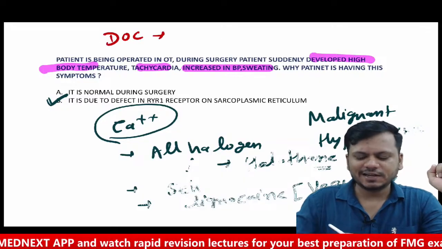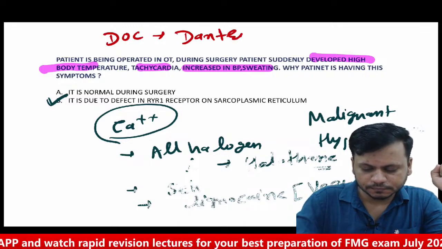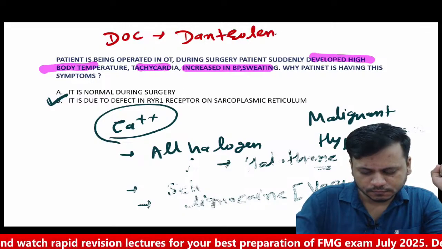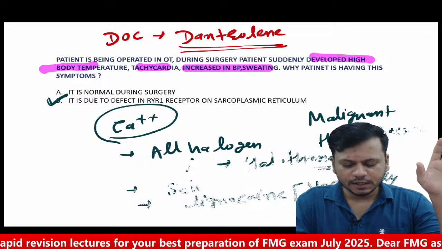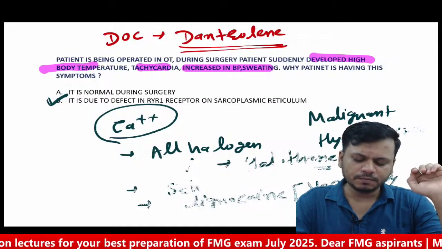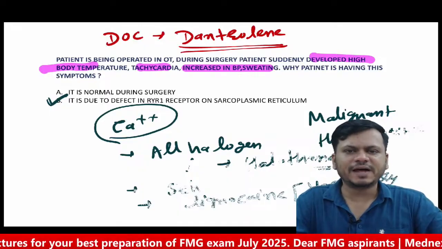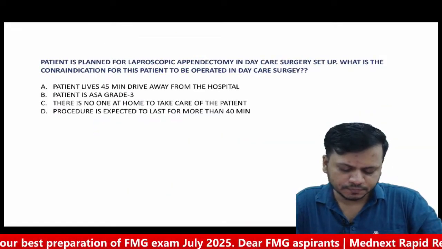Drug of choice, anyone? Drug of choice is dantrolene, correct. Right? This is a repeated question, it came in your exam continuously 3 times. So hope all of you have marked this correct. Now let's go to the next question.